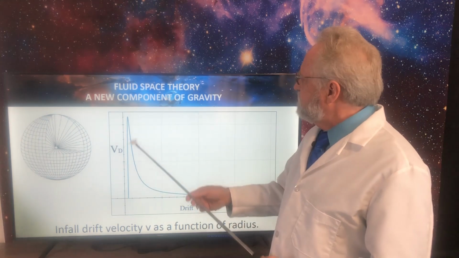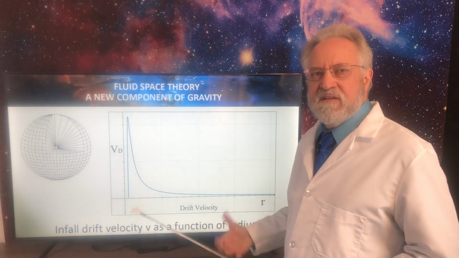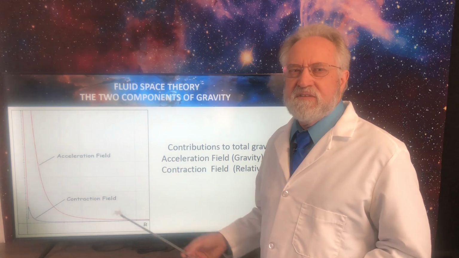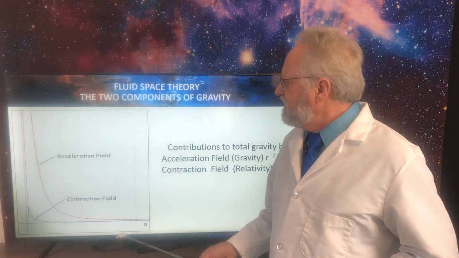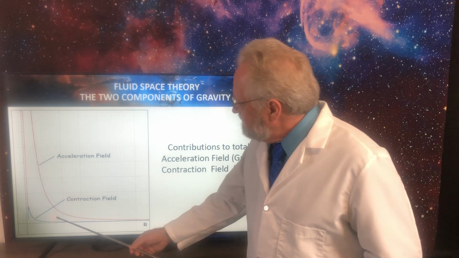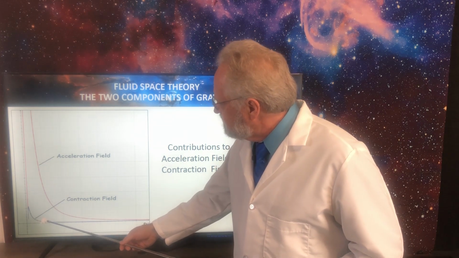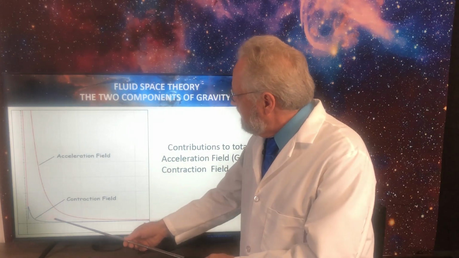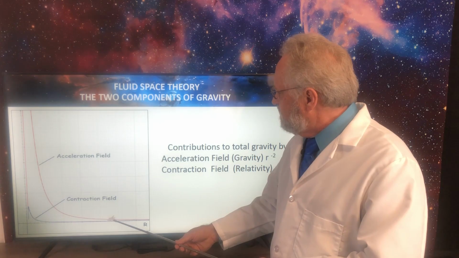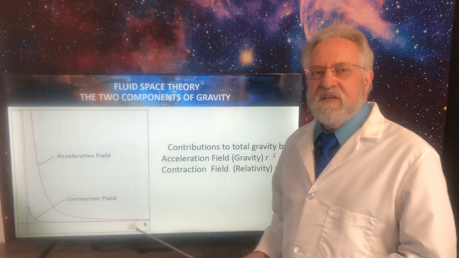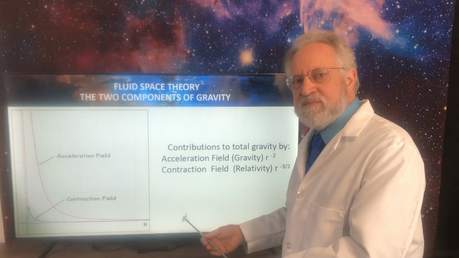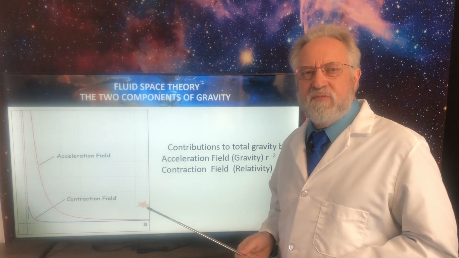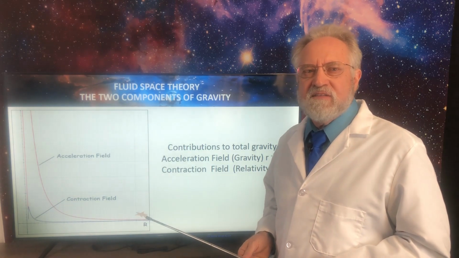And it has a similar shape to the acceleration field. Here I have both the acceleration field and the contraction field contributions plotted on the same chart. And it's actually hard to do. The contraction field is much, much smaller than the acceleration field, and it gets dwarfed at short radiuses. But as you continue outward, the two curves converge, and just as with MOND, at some distant radius, the two curves will cross, and the contraction field will become more dominant than the acceleration field.